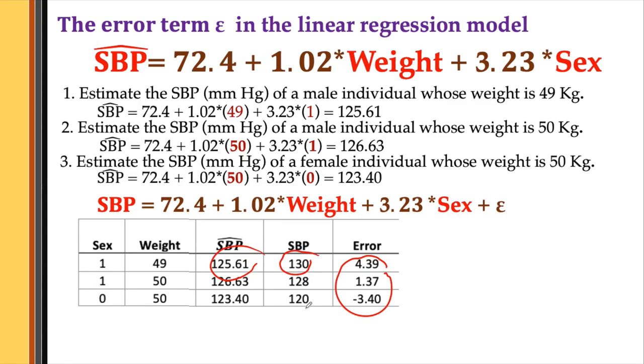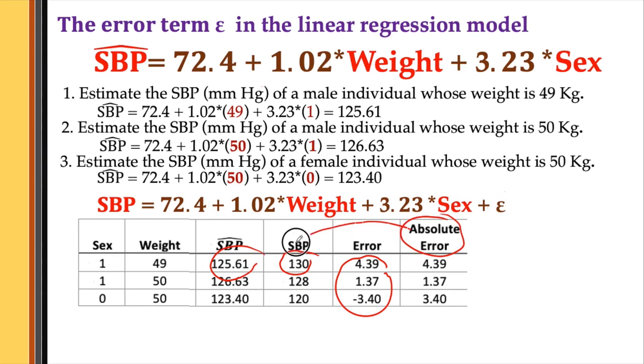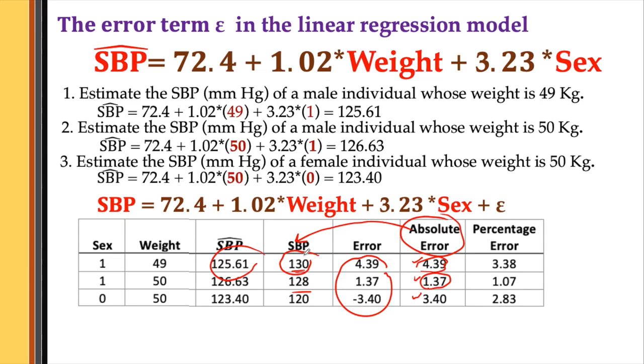Now, other analysts consider only the absolute value, so they do not consider the negative sign. That's why we have what we call the absolute error. However, absolute error is relative to the unit of measurement. So they convert the absolute error with respect to the actual value by dividing it by the actual value. In other words, 4.39 was divided by 130, 1.37 was divided by 128, and so on. You now have a percentage error. Since these are errors, we want them to be very close to zero. The lower, the better.